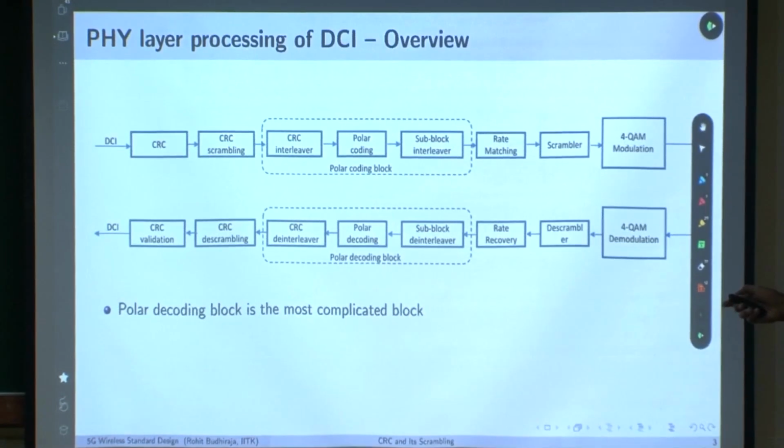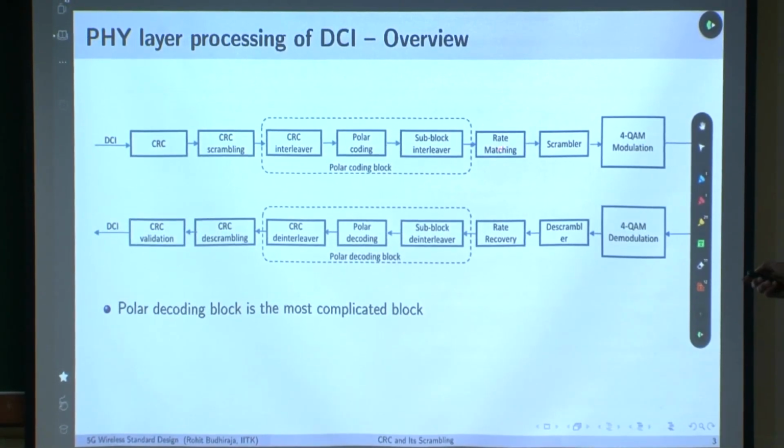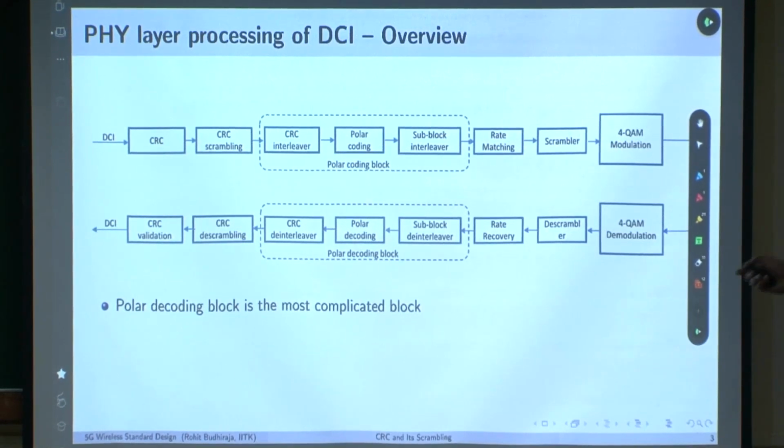We'll understand the subblock interleaver also. After that, this is more or less the same as what we have seen in the PDSCH chain. There are subtle differences: it is 4-QAM modulation. For PDCCH you use only 4-QAM modulation because it is robust to noise. And then the reverse processing: 4-QAM demodulation, again de-scrambler, rate recovery. So you do the opposite of what you do in the transmitter. Subblock de-interleaver, polar decoding, CRC de-interleaver, CRC de-scrambling, CRC validation. We are going to understand each one of these.